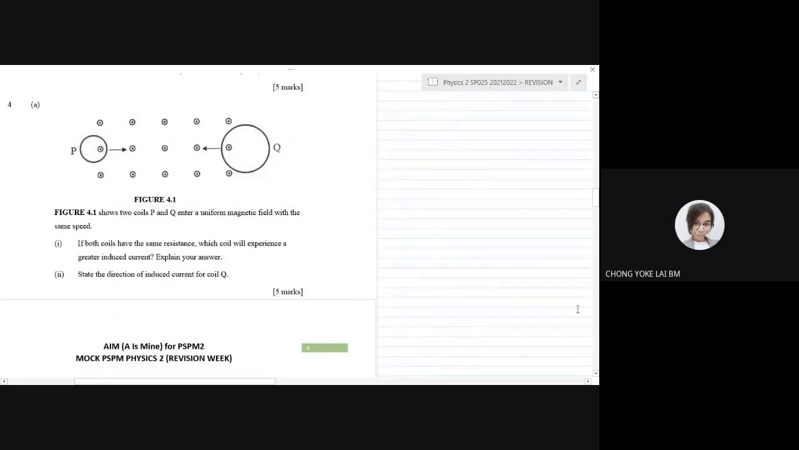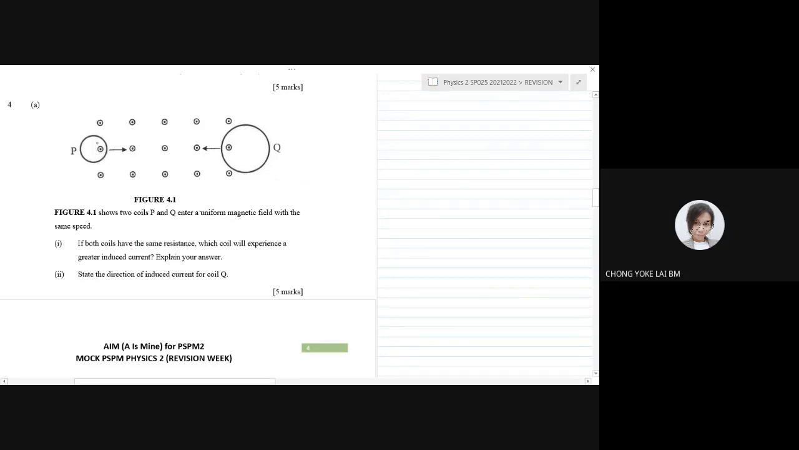Question 4A, we are given figure 4.1. It shows two coins, P and Q, entering a uniform magnetic field with the same speed. So the speed they enter the magnetic field is the same. If both coins have the same resistance, which coin will experience a greater induced current? Explain your answer. So, mana satu coin P or coin Q akan hasilkan current yang lebih besar, will induce a greater current. So, kita faham?